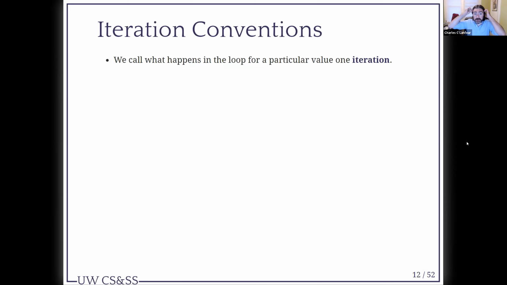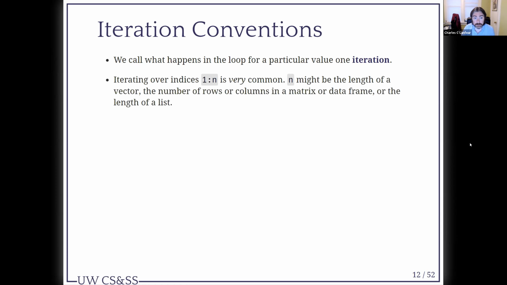So, iteration conventions. We call whatever happens in the loop for any one value an iteration. So when you hear me say an iteration of something, that just means we did everything in the loop once. It's very common to iterate over indices like 1 through n. Say we're going to loop for i in 1 to 100, which will give us 100 iterations. n, that is the maximum iteration, might be the length of a vector, the number of rows or columns in a matrix or data frame, or the length of a list. We might be iterating over some object like that.